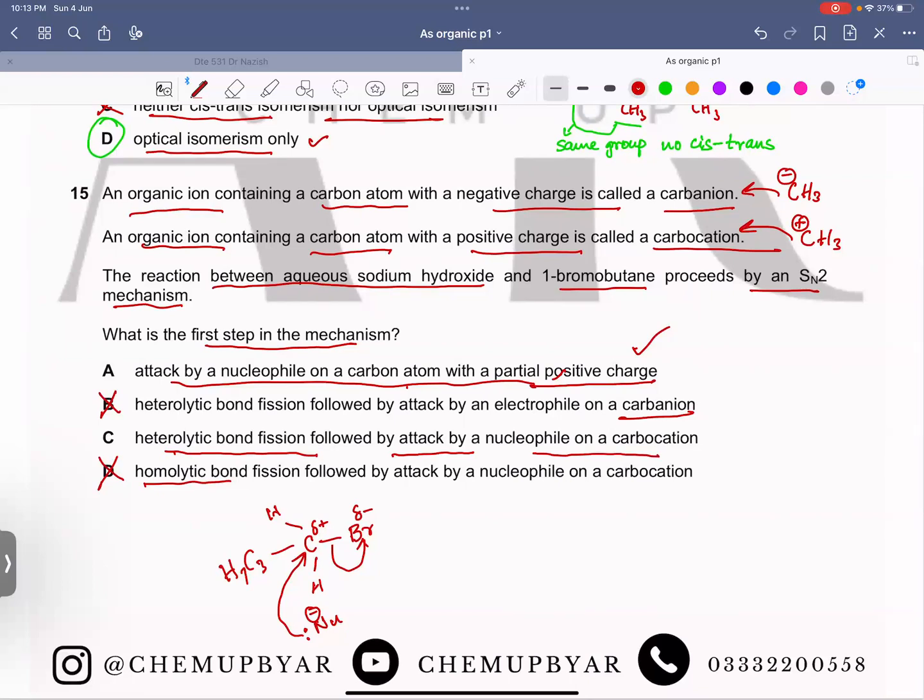So in 15, as I have told you in the lectures as well, the nucleophile attacks, and at the same time the bond is broken heterolytically. But here they are saying in C, heterolytic bond fission followed by attack by a nucleophile on carbocation. It's not a carbocation, it's a partial positive carbon, which makes C wrong as well. Okay, so A is your answer in this case. I hope it's understandable to everyone, right?